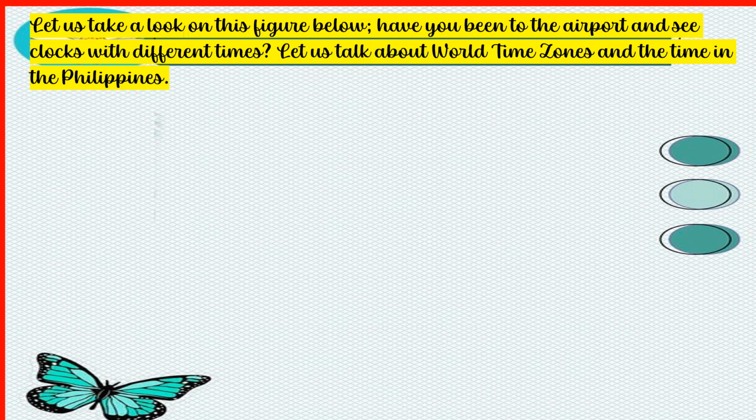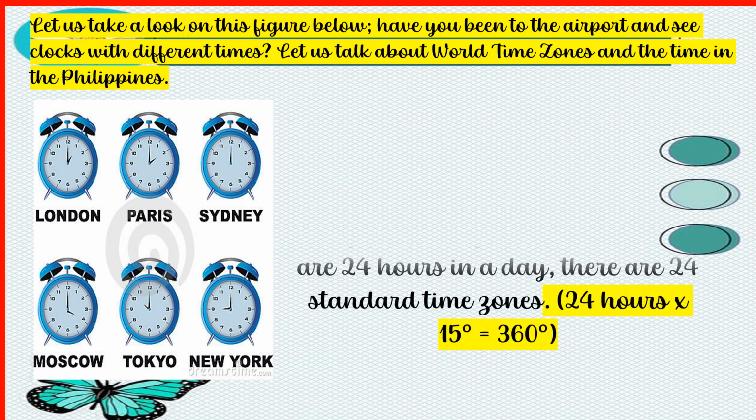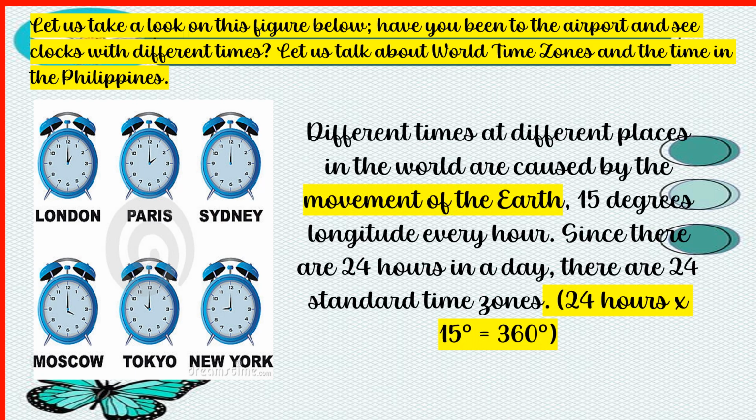Let us take a look at this figure below. Have you been to the airport and seen clocks with different times? Let us talk about the world time zones and the time in the Philippines. What you see are the different times at different places in the world, caused by the movement of the earth. So 15 degrees longitude every hour. Since there are 24 hours in a day, there are 24 standard time zones. So that is 24 hours times 15 degrees, that is equivalent to 360 degrees.